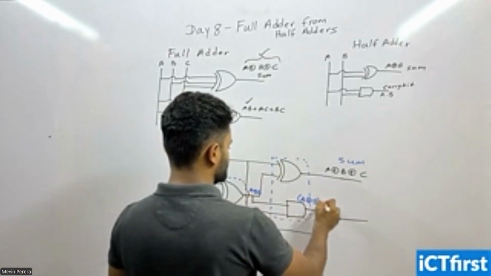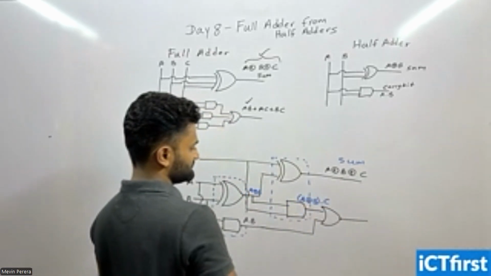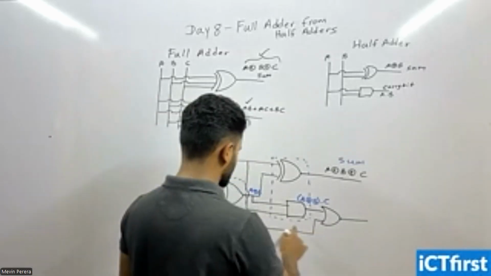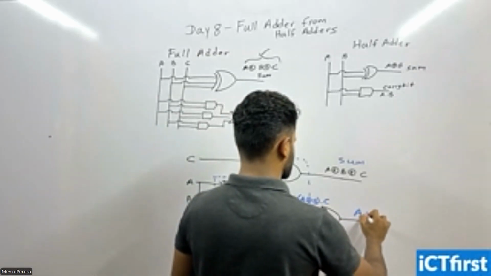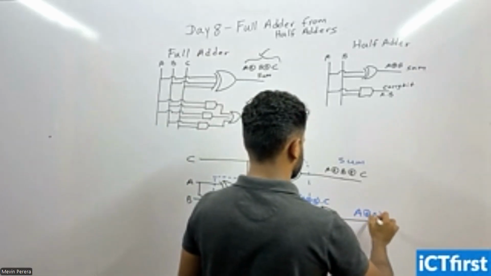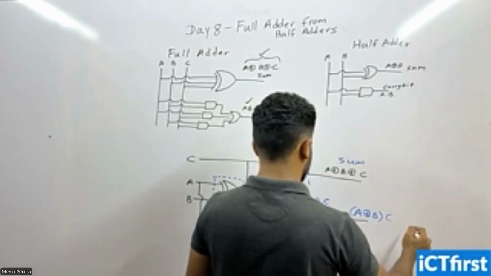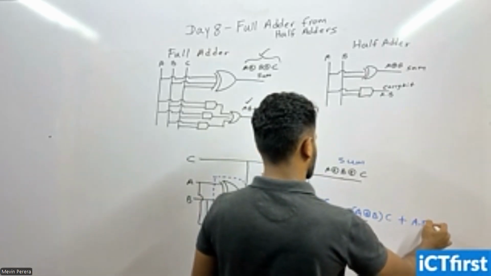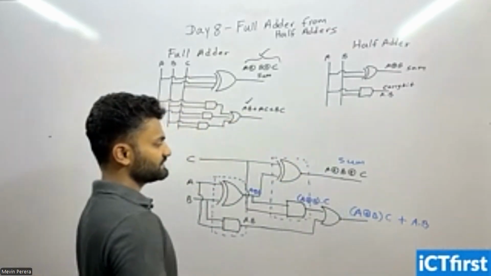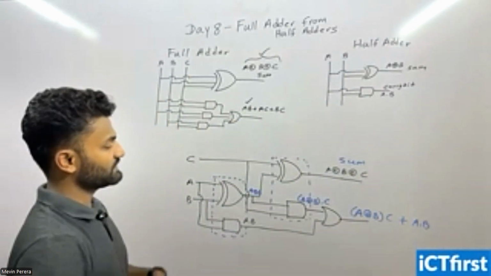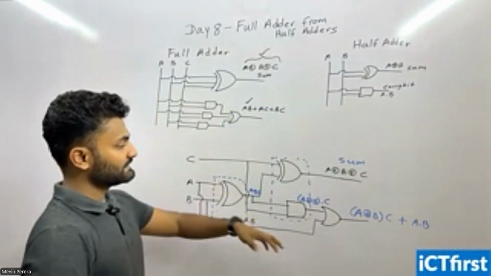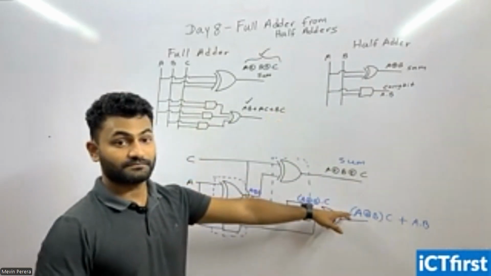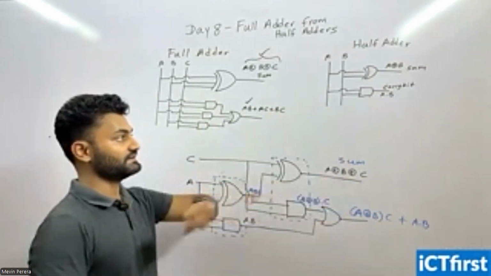And then C is also coming. All right, so this one. So finally we have A XOR B, C, and then plus A dot B. Now this is a bit of a problem. This is not what we were expecting, right? This is not the answer. So we have to simplify this.